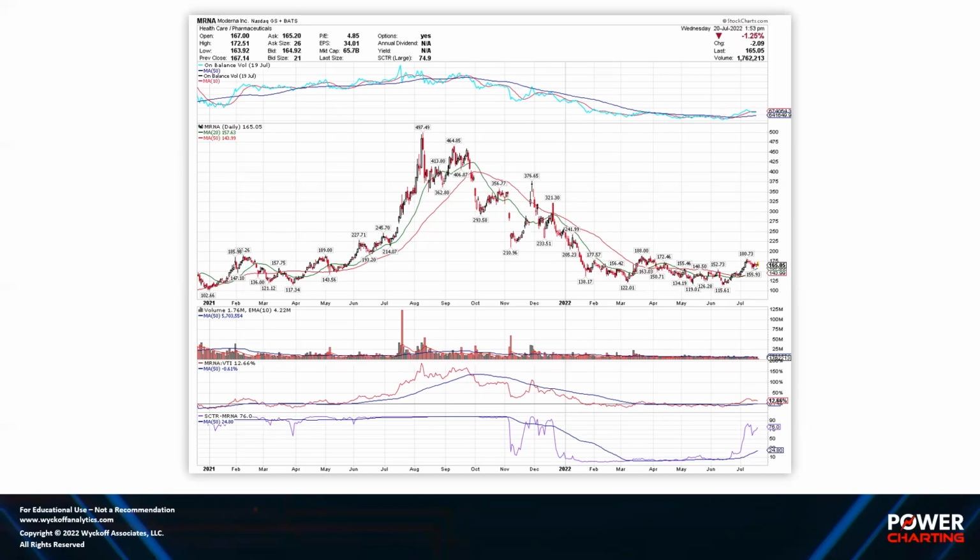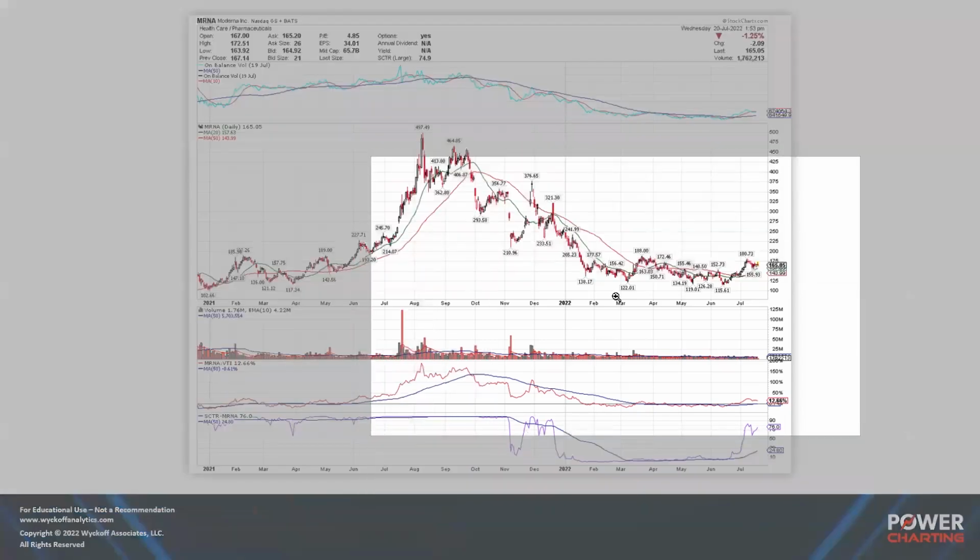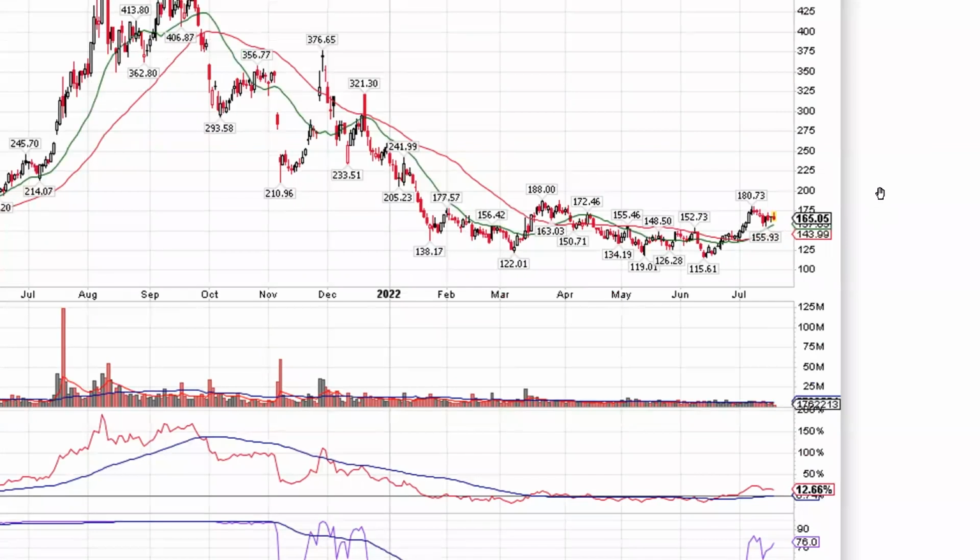So Moderna, of course, has performed horribly over the past three to four quarters. You can see as high as almost 500, now down to almost 100. Big drop. But look at what's happening now. We have early signs of structure. We've got a nice horizontal move. We have the 20-period moving average turn up. We're up to old resistance around the 180 area.